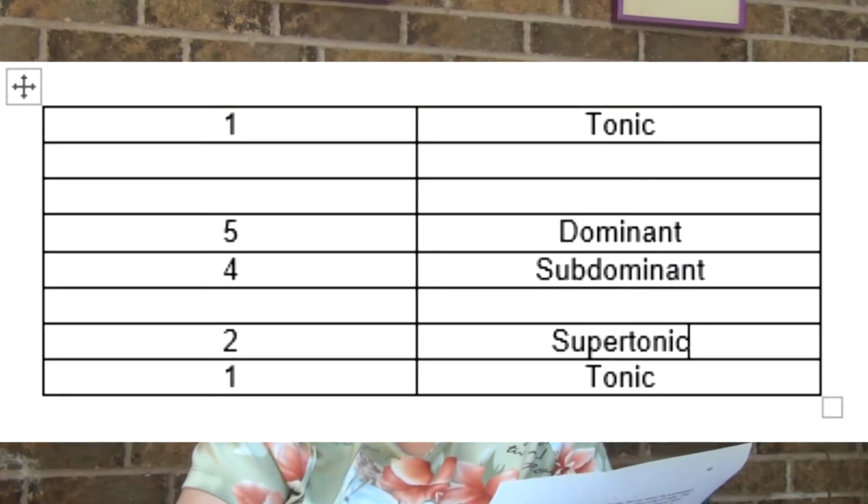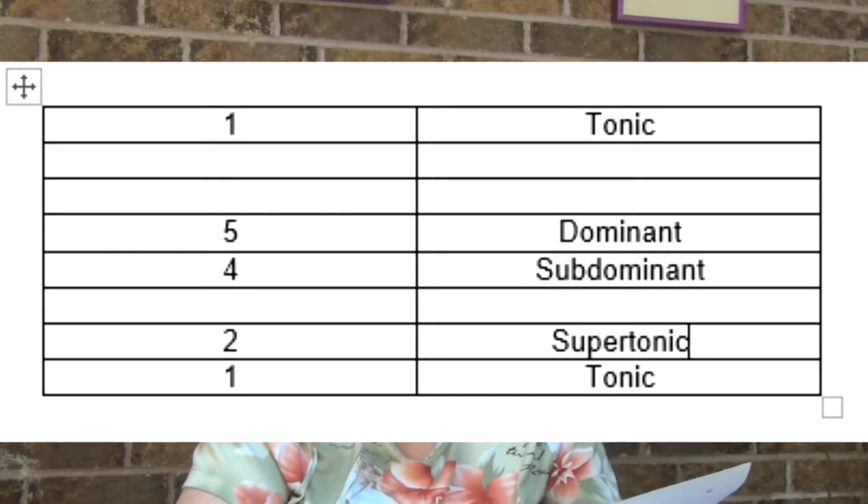In this book, we learned that the second note or degree of the scale is called the supertonic. That name should be relatively easy to remember. Supertonic is above the tonic. Often, the supertonic is part of another very popular chord progression, 2-5-1.